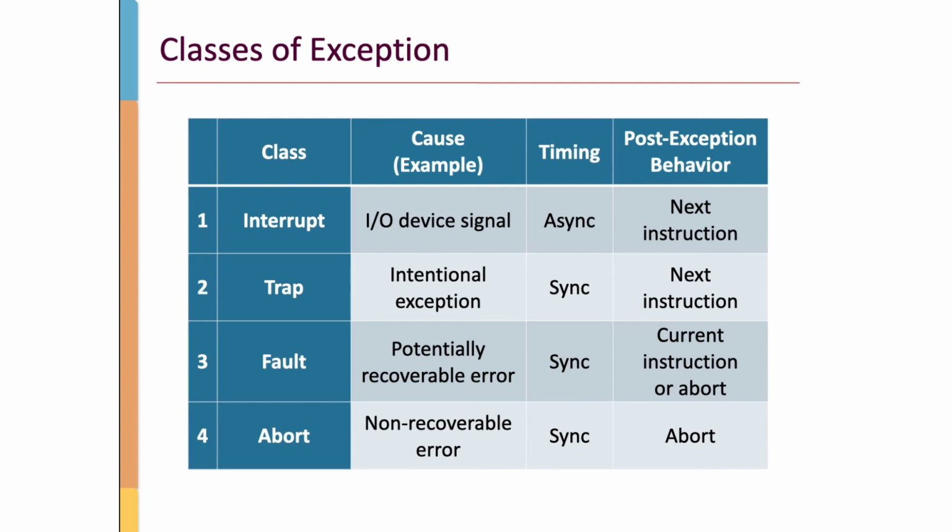Here's a little summary table of several different types of exception that we'll talk about in a little more detail. And in each case, we're going to look at a typical cause for that exception. We're going to look at whether it's handled synchronously or asynchronously, and we're going to talk about what happens next. So this little table might just serve as a reference for you for later.